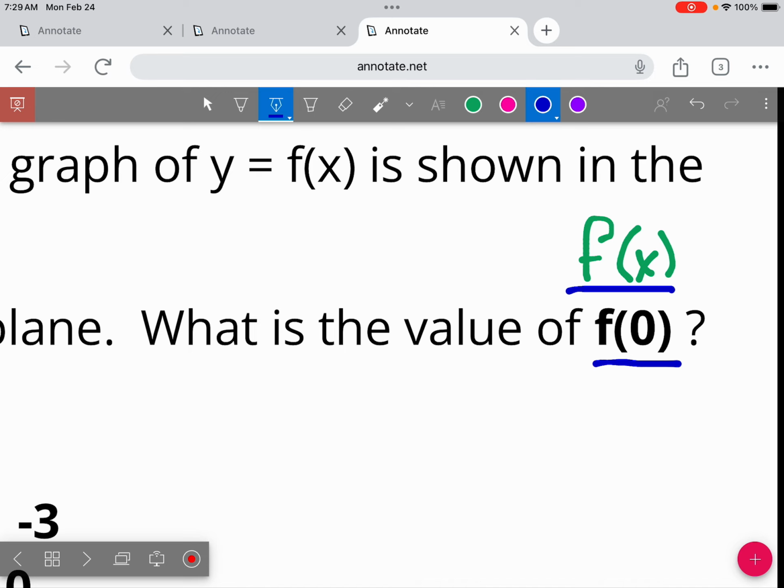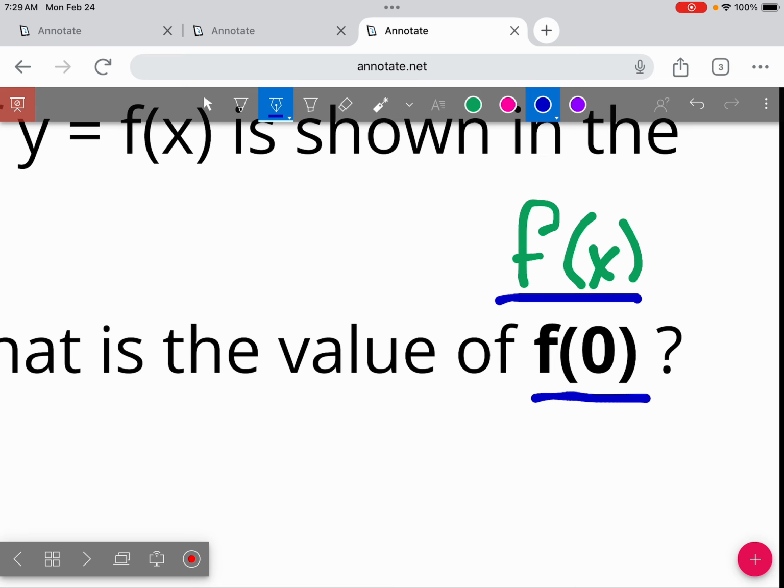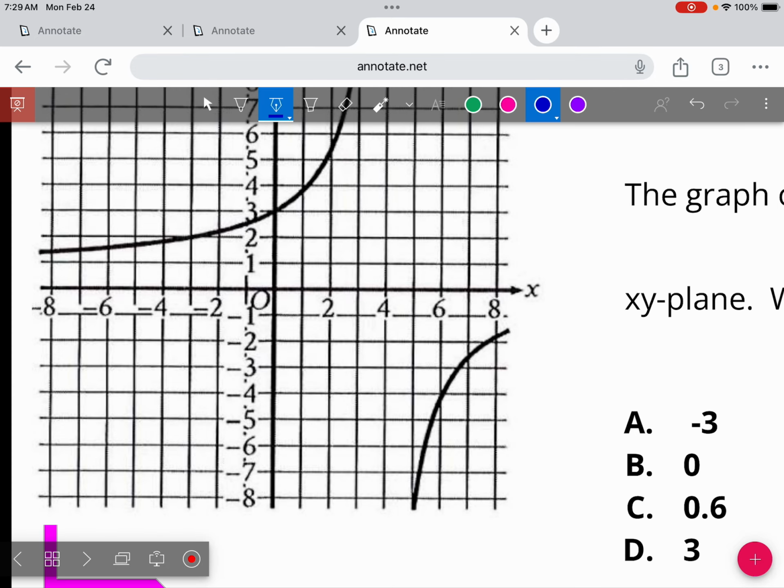Nothing. F of x and f of 0? What's different? The x turned into a 0. So what happens when x equals 0? Where is that?